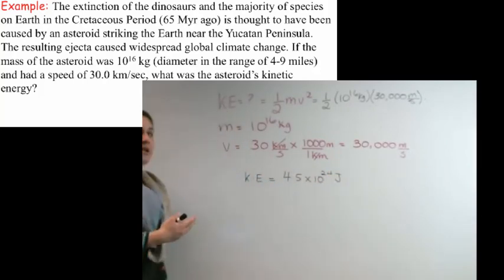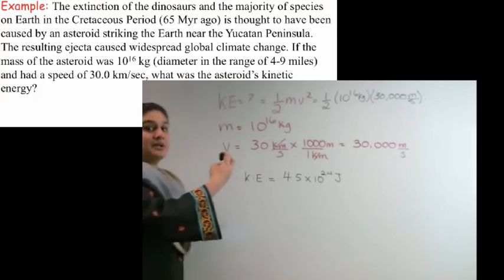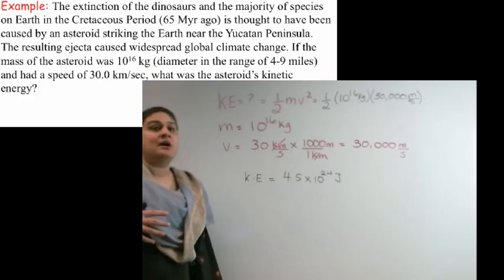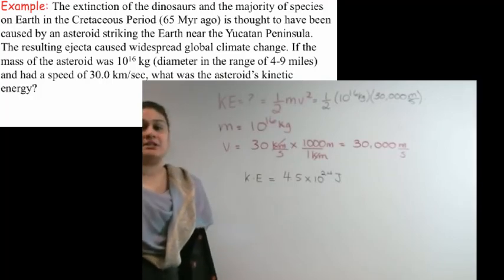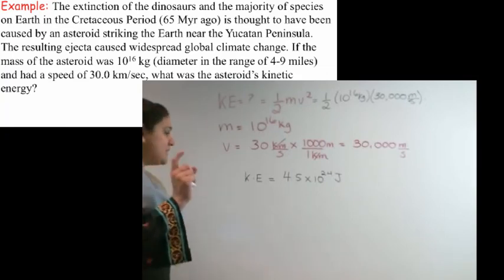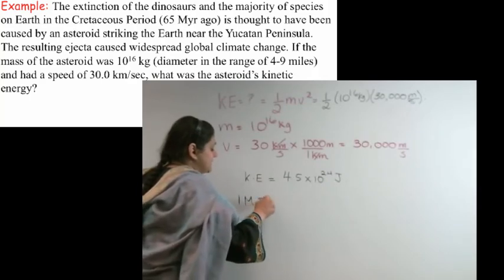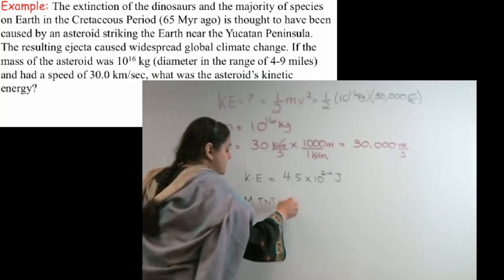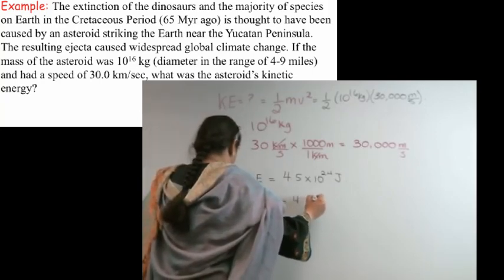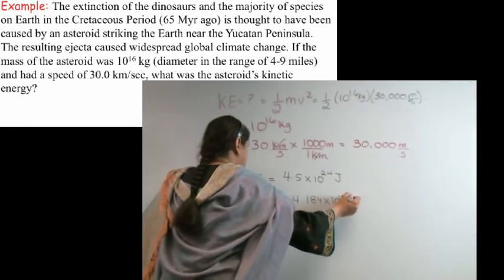Well, that's well and great. We have a number that comes out, but we have to figure out what it actually means, this number in joules. So now let's convert it to megatons of, say, TNT. How much force did that asteroid hit with? So in general, we know that 1 megaton of TNT is equal to 4.184 times 10 to the 15 joules.